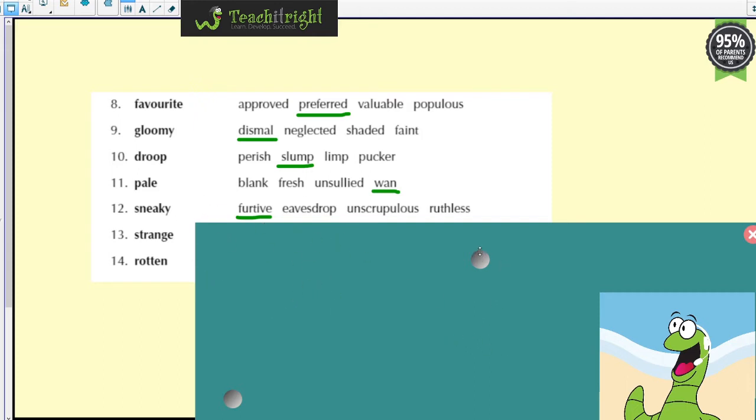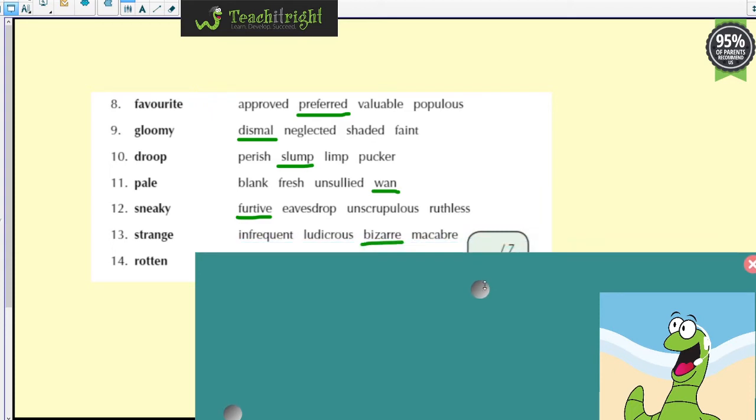Number 13, if something is strange, it's bizarre. Macabre is a word there. We don't pronounce the R, so it's macabre. Tough word. Halloween decorations are often very macabre. It's sort of like haunted or to do with death or ghosts or scary, I think. Ludicrous is very close to bizarre, but if something is ludicrous, it means it's sort of crazy, unbelievable.